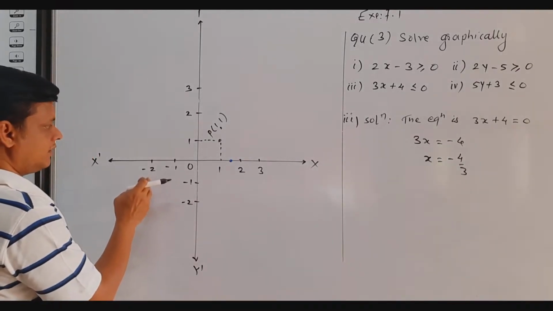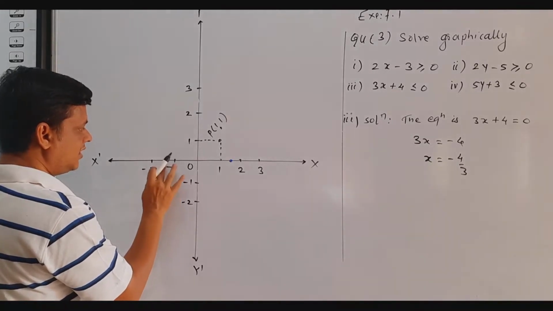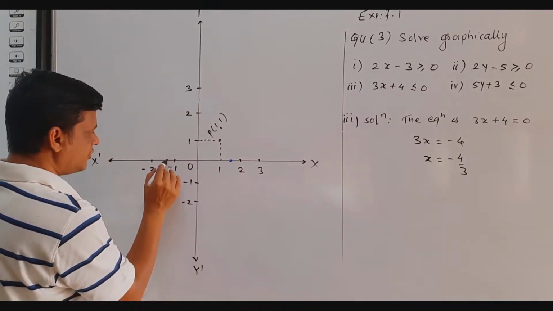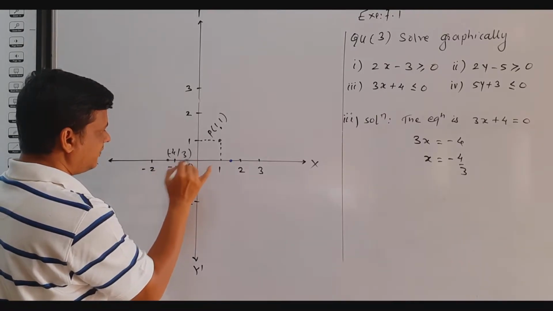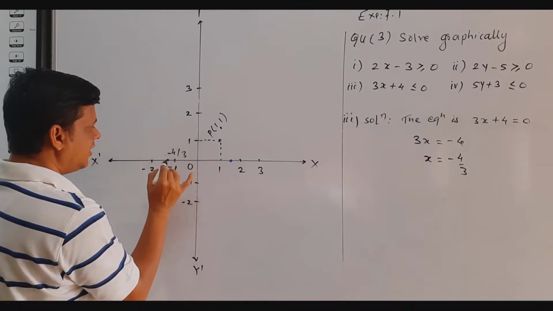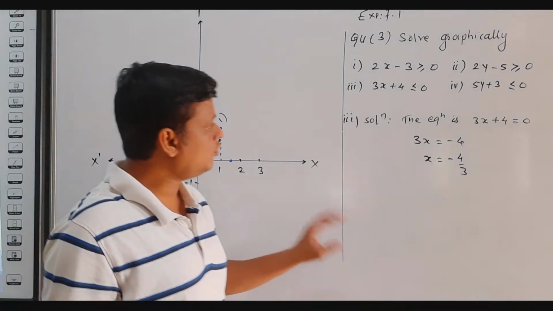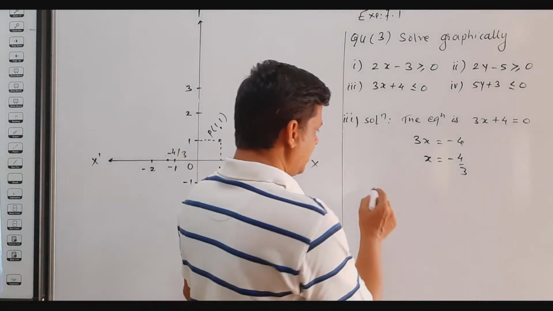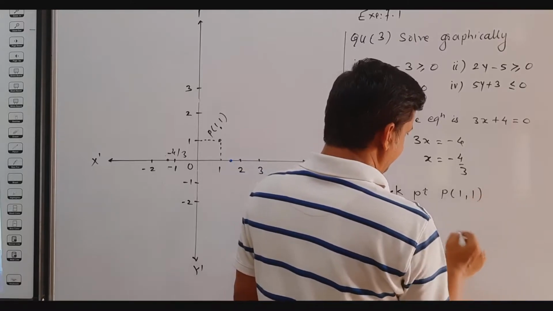So here minus 2 and minus 1, between minus 1 and minus 2 there is a point, this minus 4 by 3. Suppose this point is here, minus 4 by 3. So we have to draw a line which is passing through this point and parallel to the y-axis, and for this solution we check one point. So we write here, check point P(1, 1).